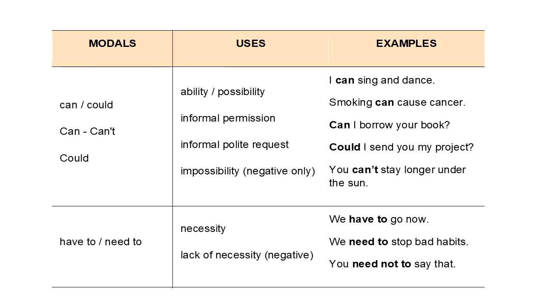For modals can, can't, or could are used to show ability, possibility, informal permission, informal polite requests, or impossibility. Examples: I can sing and dance. Smoking can cause cancer. Can I borrow your book? Could I send you my project? You can stay longer under the sun.